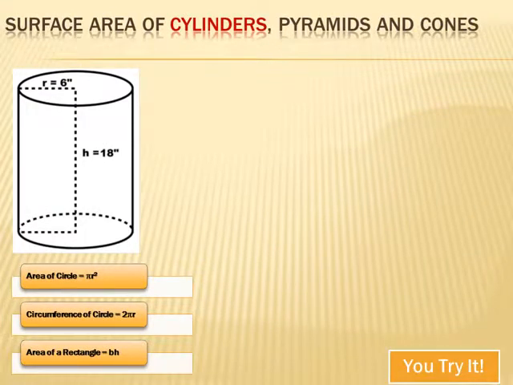Why don't you try this one? Here's a cylinder, and they're giving me some information. They're giving me the radius, and they're giving me the height. We're also given the formula for the area of a circle, for the circumference of the circle, and for the area of the rectangle. Can you figure out what the surface area of that cylinder is? Hit your pause button, do the math, and then hit your forward key to move on to my answer.